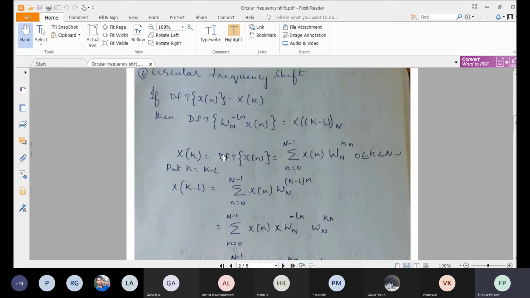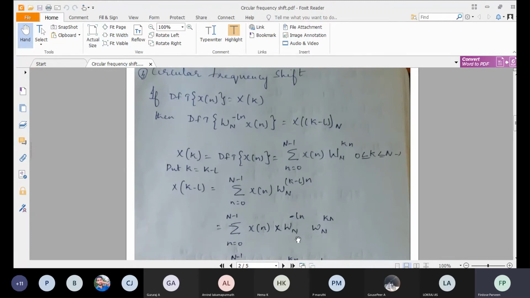X of k, we know that, is DFT of x of n. So it is nothing but summation n is equal to 0 to n minus 1, x of n, Wn to the power of kn. We know this. Now what we have to do, as they have told us to prove, is put k is equal to k minus L. So when I put k is equal to k minus L, summation n is equal to 0 to n minus 1, x of n, Wn to the power of k minus L into n. Wherever k is there, you put k minus L.